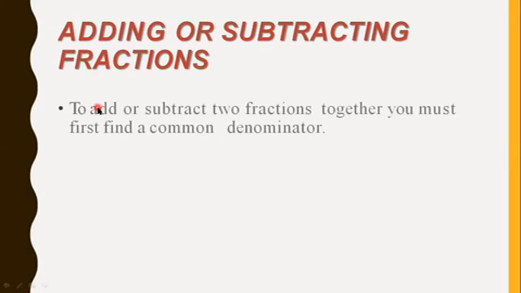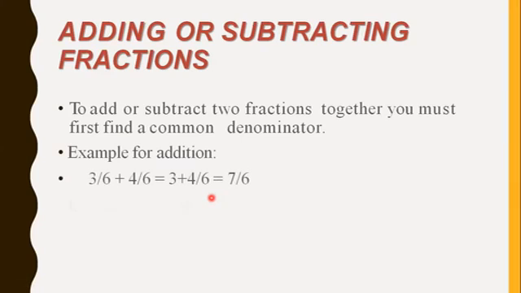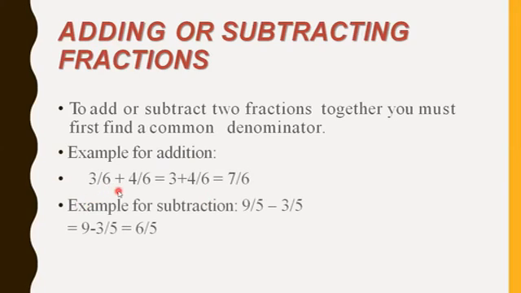Next, we will see fractions, addition and subtraction. So how will we add the fractions? To add or subtract two fractions, you must first find a common denominator. If you want to add, the denominator should be the same. Then you can add directly. Let us see now: 3 by 6 plus 4 by 6. Here 6 is the same denominator, and here also the same denominator. If you have the same denominators like this, you can add the numerators directly. 3 plus 4 by 6. So 3 plus 4 is 7 by 6.